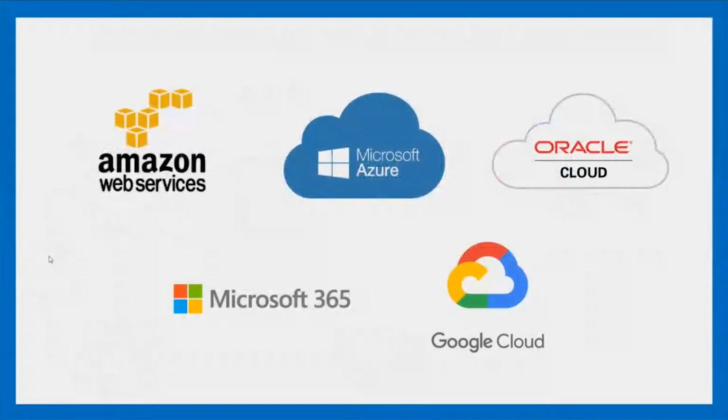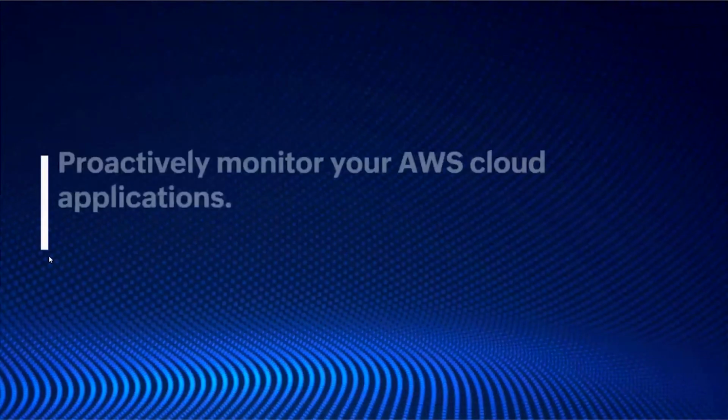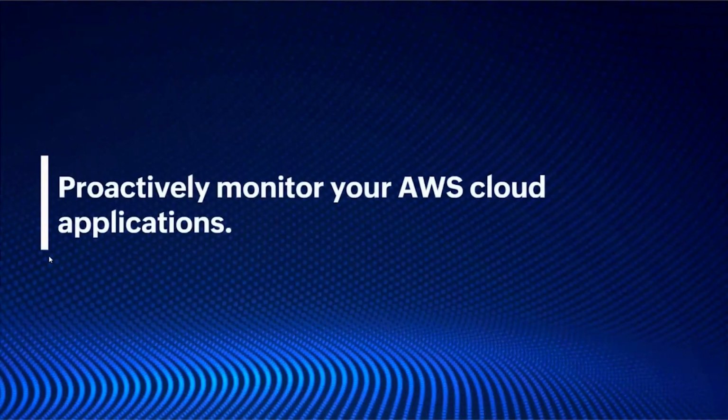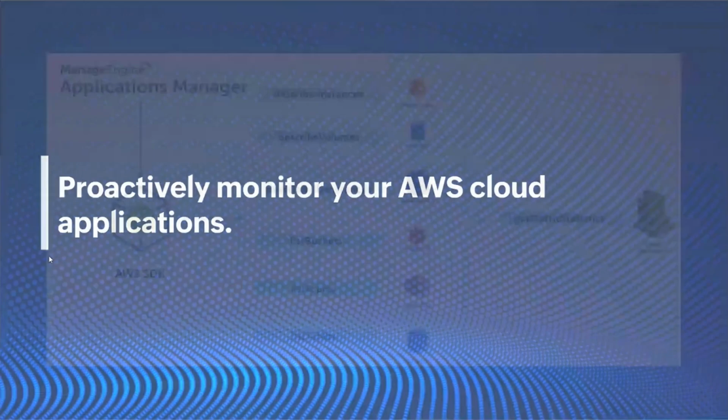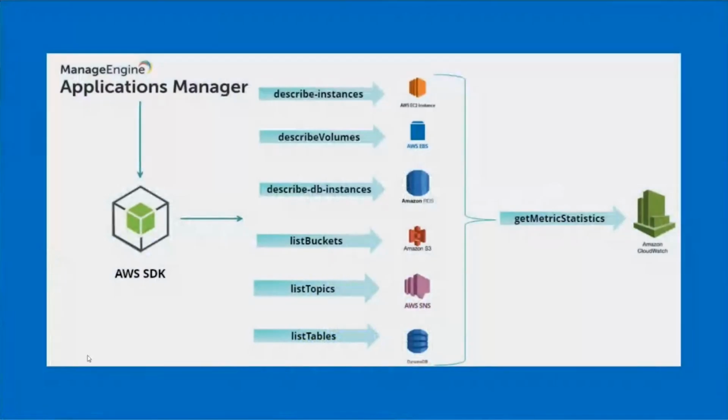So Applications Manager monitors all the popular cloud technologies such as Amazon, Azure, Oracle, Microsoft 365, and Google Cloud. So first, let's see how Applications Manager can help you proactively monitor your AWS cloud applications. Applications Manager basically collects the metrics for Amazon Cloud Services through Amazon CloudWatch.